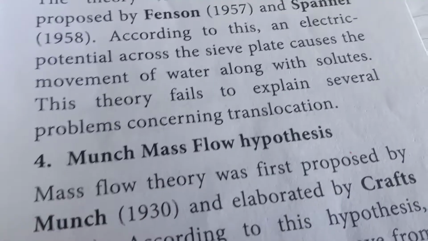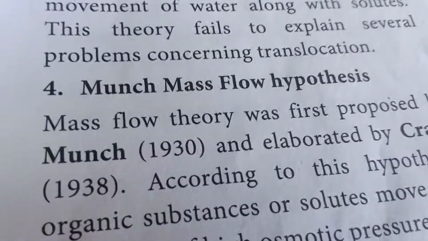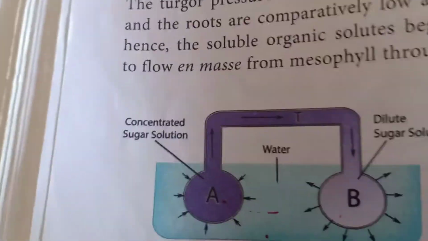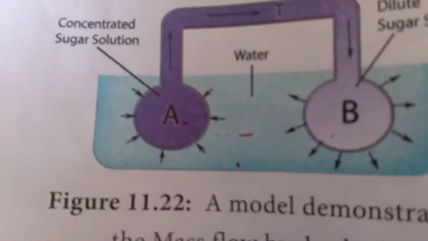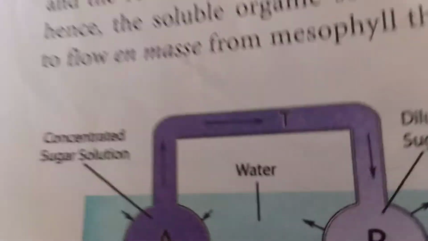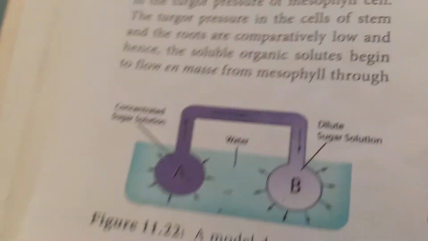Then you have a very important theory called the Munch mass flow hypothesis. This is explained with the help of a diagram given here. I want all of you to learn this thing. So these are the important topics in this lesson.